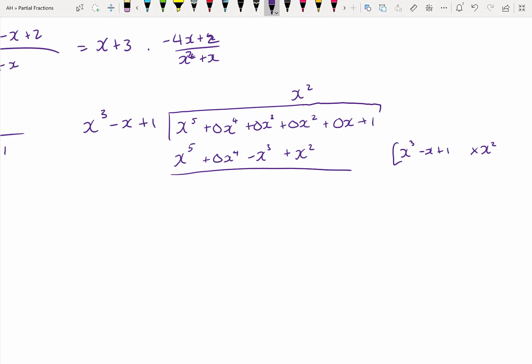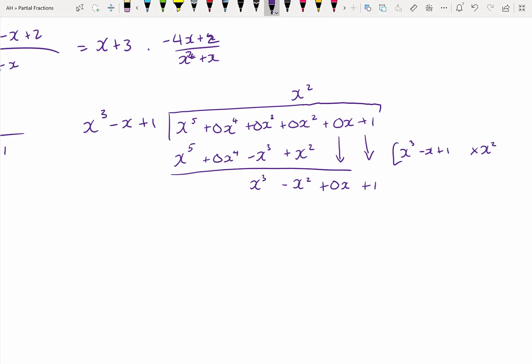So that bit goes away. X to the 5 minus x to the 5. I've got no x to the 4s, take away no x to the 4s. No x cubed minus x cubed gives me 1x cubed left. Okay, no x squareds minus an x squared is minus x squared. And then I can carry these bits down. So I've still got plus no x, I've still got plus 1.